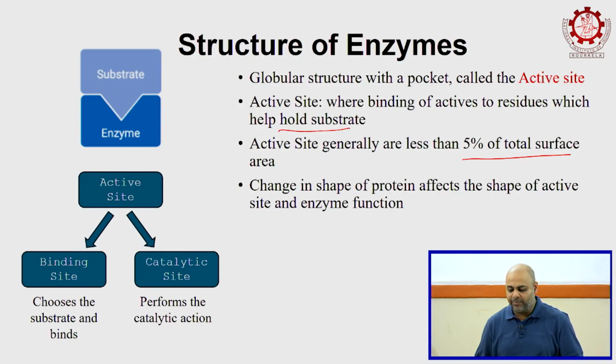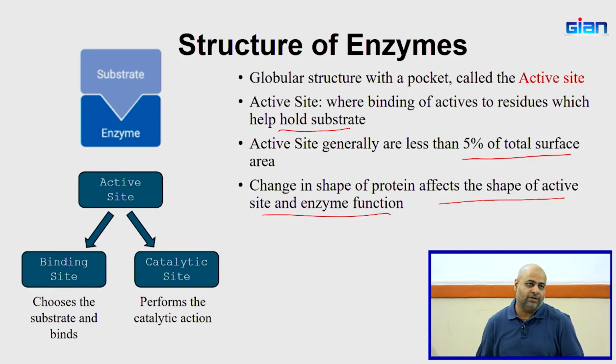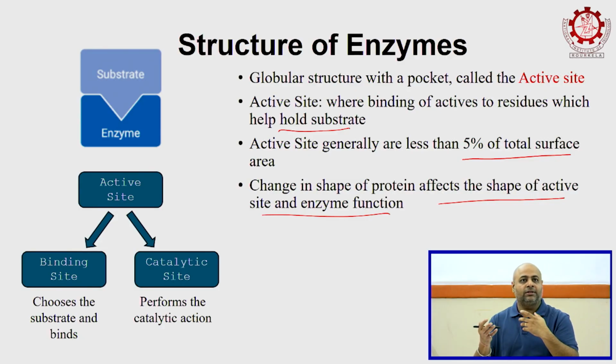So, a change in the shape of the protein affects the shape of the active site and the enzyme function. If you take your enzyme and put it inside a microwave, put it in boiling water, or put it in an oven, the moment you add heat, the protein structure will change, and the active site structure will change. If you change the active site structure, it might not be able to bind. Those are the things that happen.